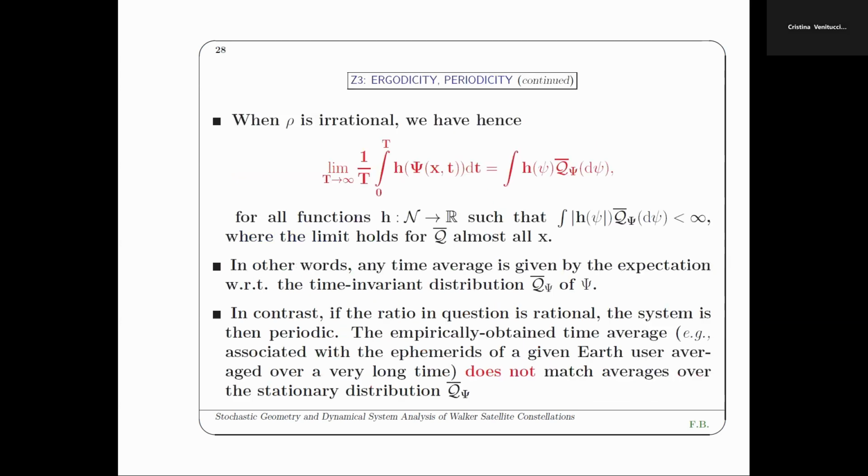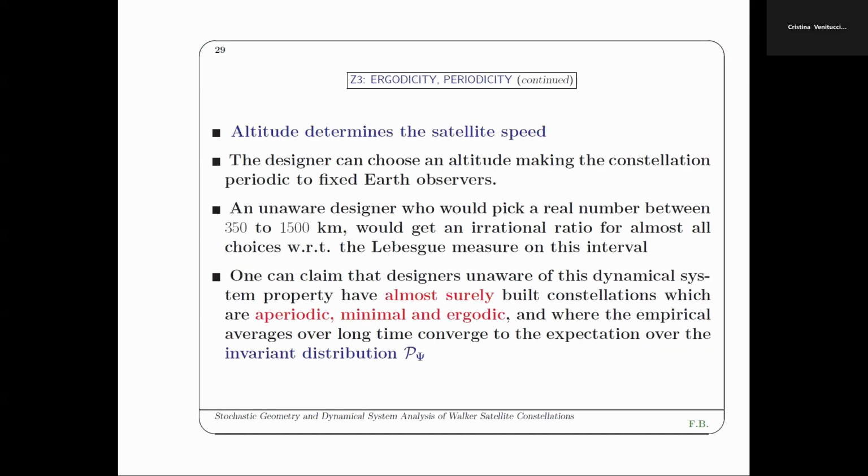And out of that, if it is ergodic, long-term averages seen from a typical user location at a given latitude will converge in the long term, as the Birkhoff theorem shows, to the expectation that I computed earlier. Okay, so let me stop here.